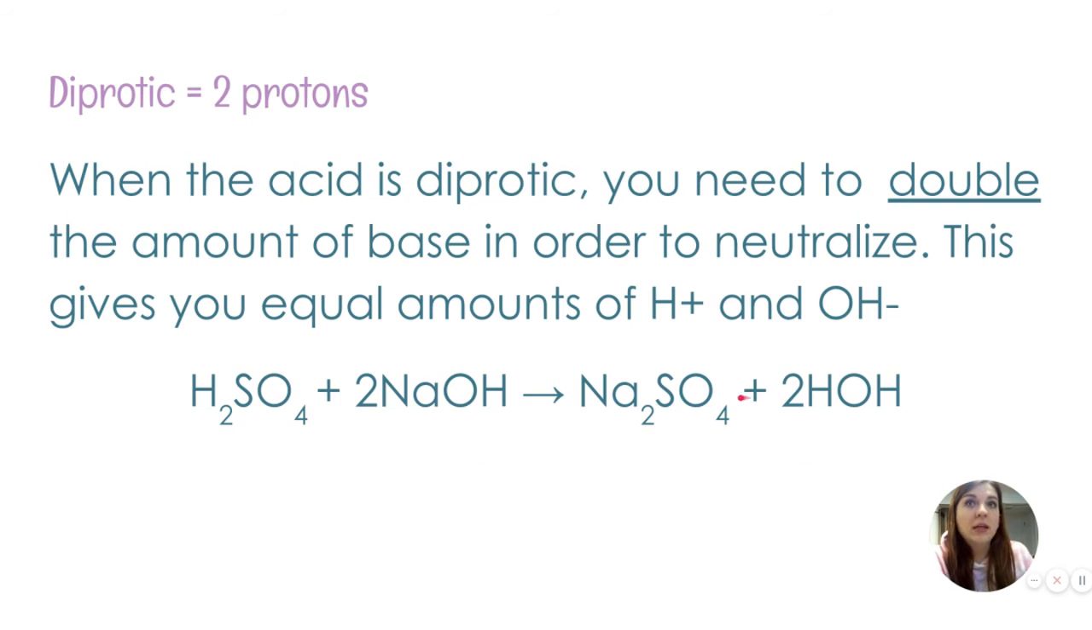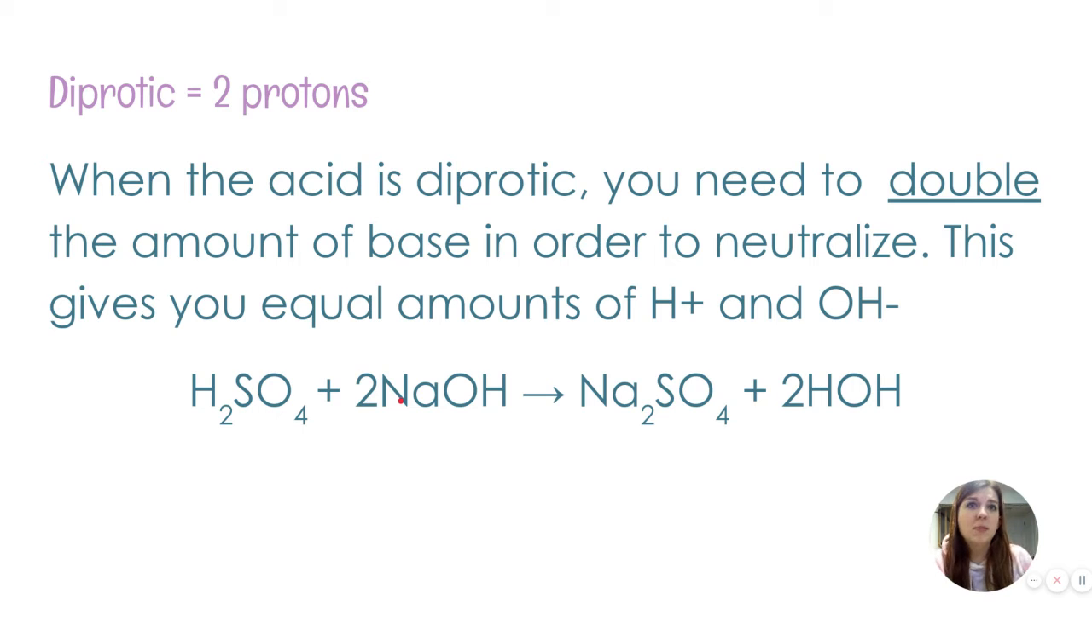Now, when we have diprotic acids, remember diprotic acids are those that offer two hydrogens or two protons, di for two, protic for protons. These guys, because they have two H's, in order to neutralize, we would need double the amount of OH. So when I write my equation, the coefficient of 2 would need to go here. When you balance the equation, it turns out being this way. In order to get the balanced equation, a 2 would need to go here.